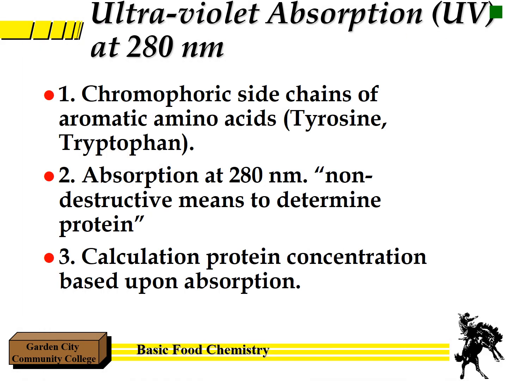So when you use ultraviolet absorption, or UV absorption at 280 nanometers, this is something that also can be used. Your chromophoric side chains of your aromatic amino acids like tyrosine and tryptophan can be utilized. Absorption at 280 nanometers is a non-destructive means to determine protein. Your calculation of protein composition is based on how much of that UV light is absorbed in this analysis.